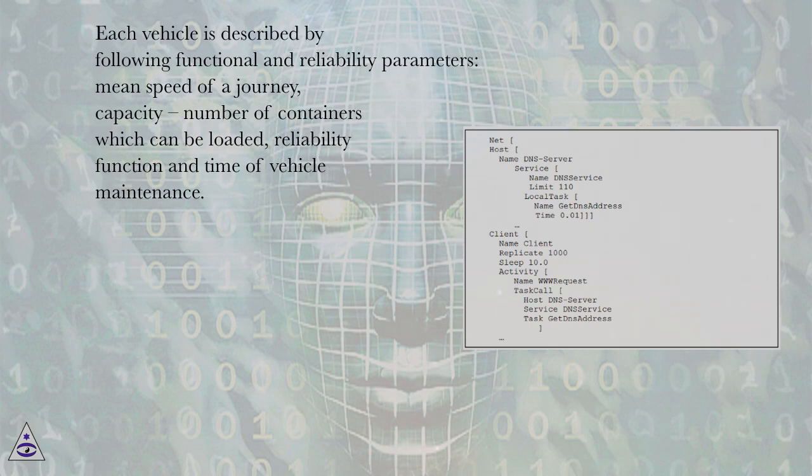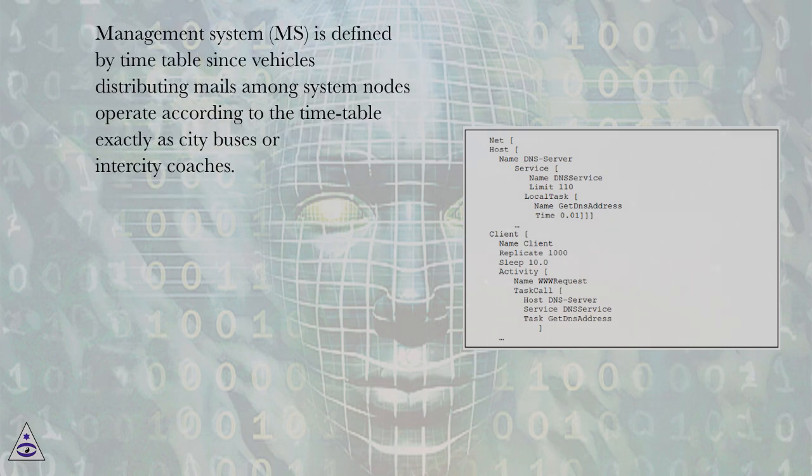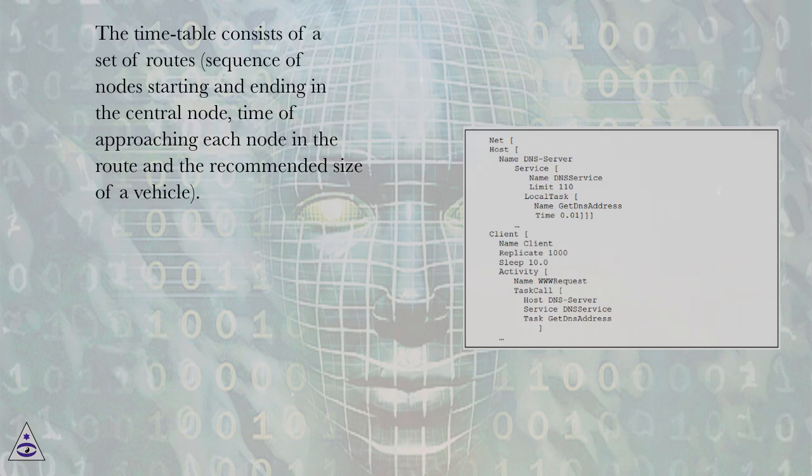Each vehicle is described by the following functional and reliability parameters: mean speed of a journey, capacity, number of containers which can be loaded, reliability function and time of vehicle maintenance. The management system, MS, is defined by the timetable, since vehicles distributing mails among system nodes operate according to the timetable exactly as city buses or intercity coaches. The timetable consists of a set of routes, a sequence of nodes starting and ending in the central node, time of approaching each node in the route and the recommended size of a vehicle.